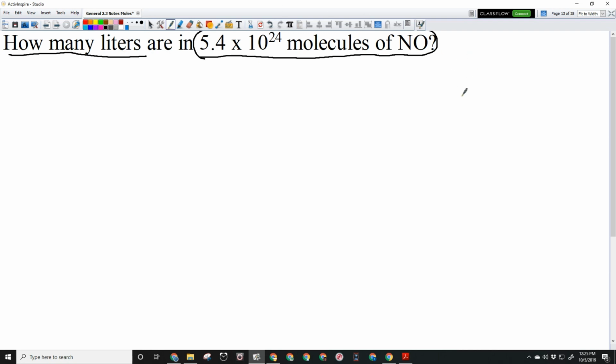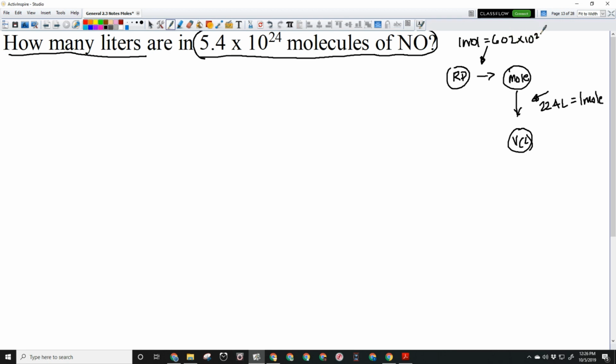All right, so we're going from molecules to liters. If we look at our mole map, we're going to start here with representative particles. We're going to have to go to moles, and then we're going to go down to volume, which is in liters. We're going to use Avogadro's number here, and then here we're going to use 22.4 liters is equal to 1 mole. That's what that 22.4 is, so that's going to be our conversion factor there. So here it's 1 mole is equal to 6.02 times 10 to the 23rd.